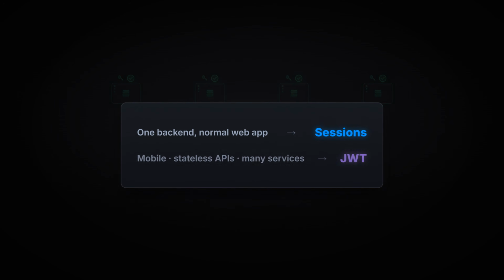So which one should you choose? Building a normal web application with a single backend? Sessions are usually simpler, easier to revoke, reason about, and secure. Building mobile APIs, multiple backend services, or distributed authentication. That's where JWT starts earning its complexity.